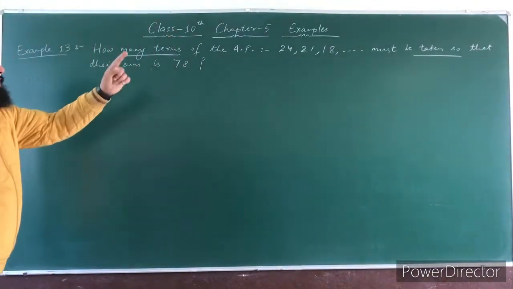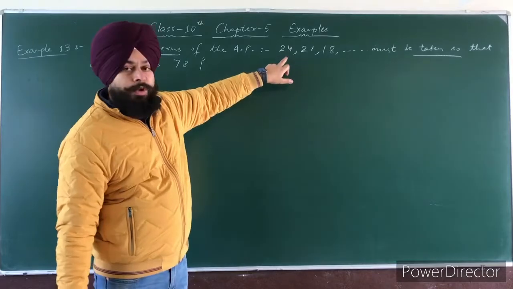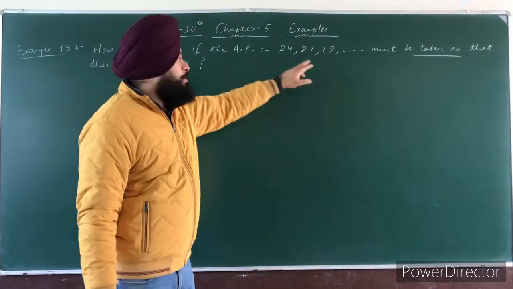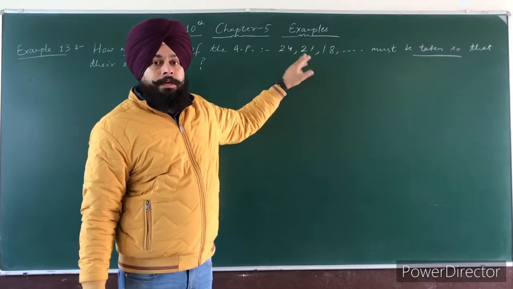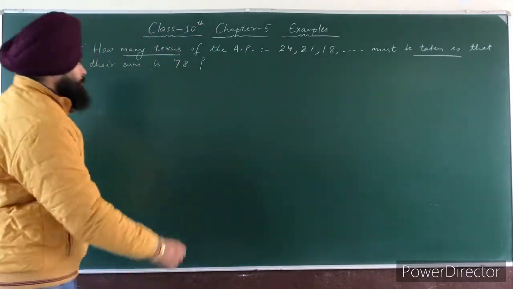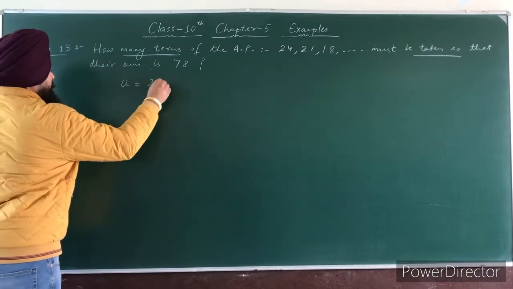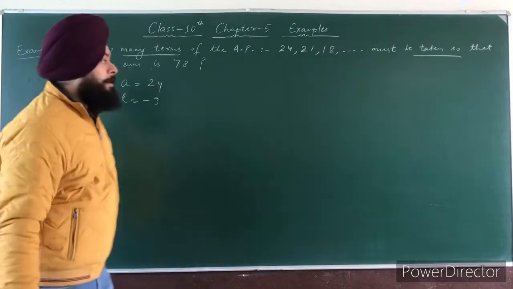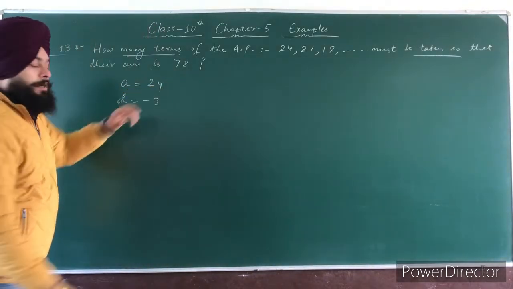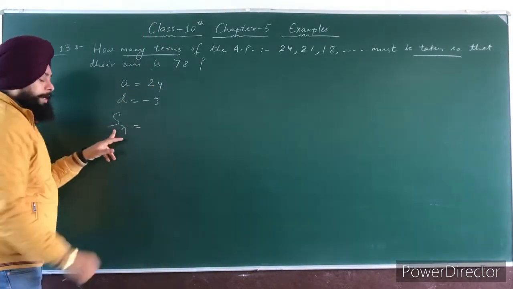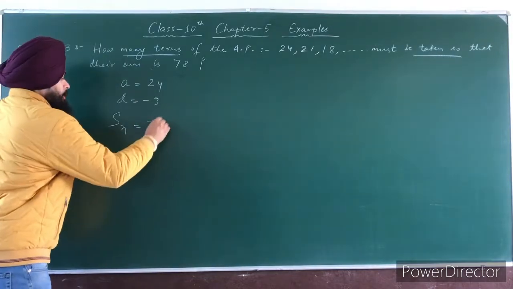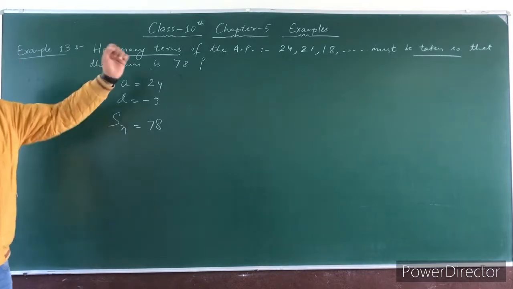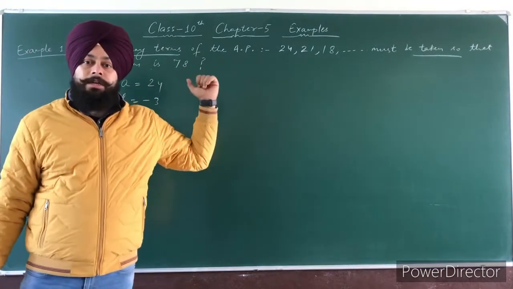Alright. So see here, this AP series has first term 24, second 21, 18. It means this AP is decreasing by how much? Decreasing by 3. So right here the first term a is 24, d is minus 3, since 21 minus 24 is minus 3. And the sum is given in this question. The sum is 78, so you can write here Sn. And we have to find the value for n.